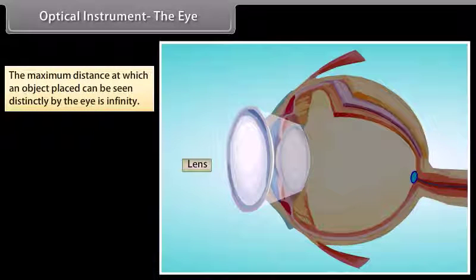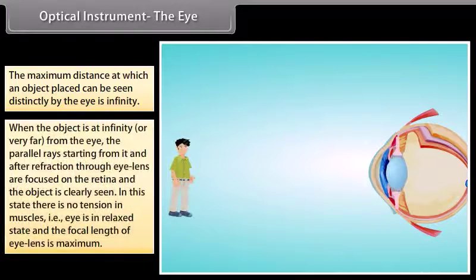The maximum distance at which an object placed can be seen distinctly by the eye is infinity. When the object is at infinity or very far from the eye, the parallel rays starting from it, after refraction through the eye lens, are focused on the retina and the object is clearly seen. In this state, there is no tension in the muscles, that is, the eye is in a relaxed state and the focal length of the eye lens is maximum.